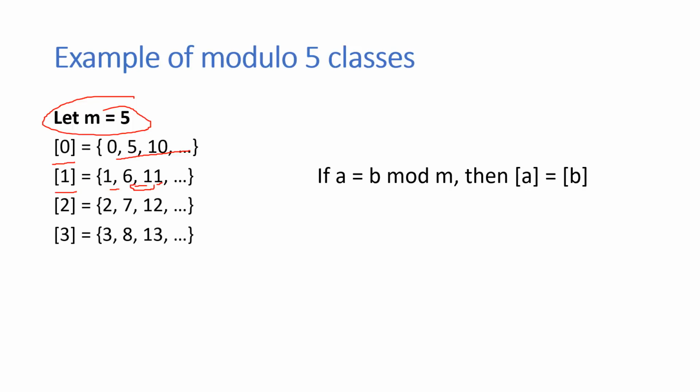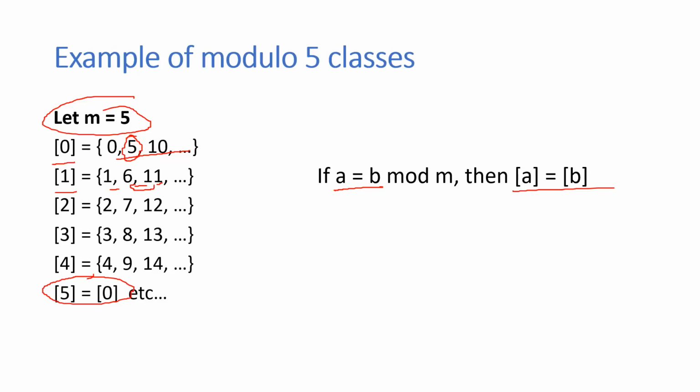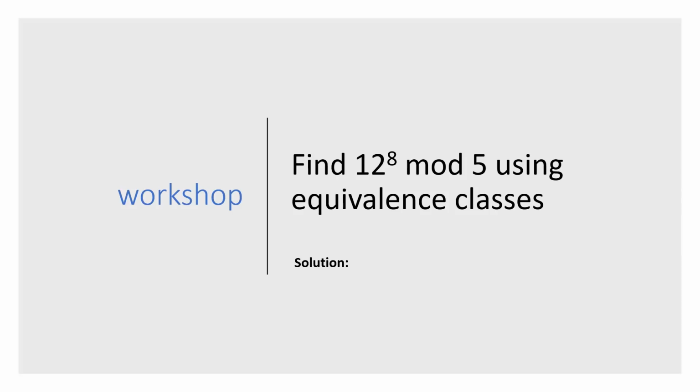So here's the class of 2, here's the class of 3, here's the class of 4. But when you go back to 5, you're getting back to the same class. In other words, 5 and 0 are in the same class. So if A is congruent to B, then A and B are in the same class.